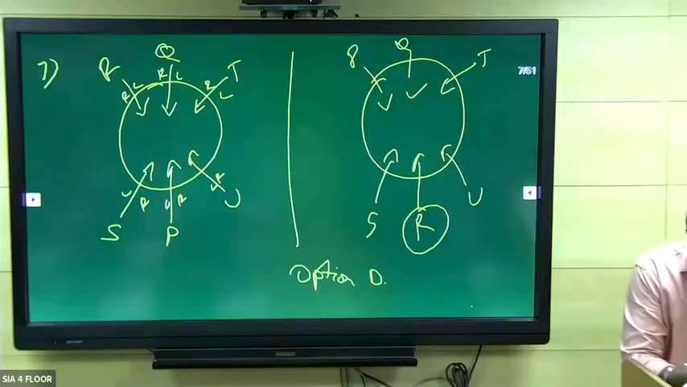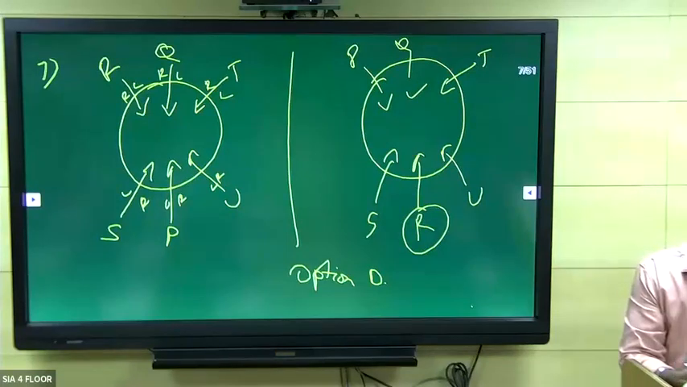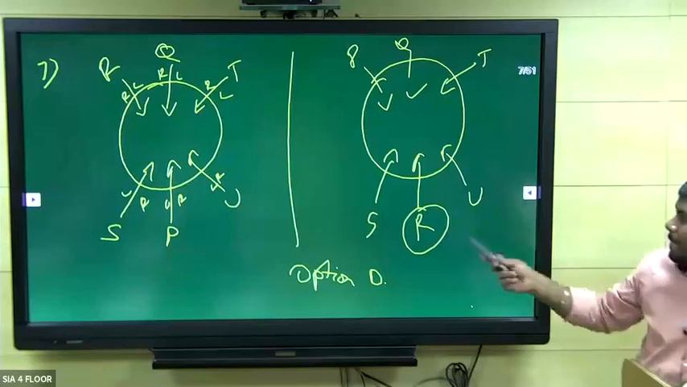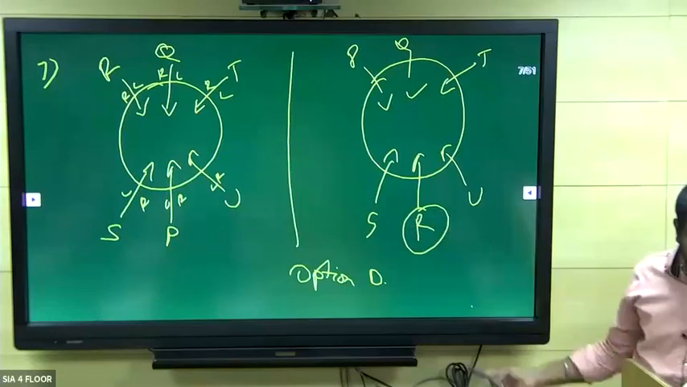Yeah, thank you, Sonia. Yes, that is true. Yes, Ruby. Now clear? So before interchanging, after interchanging, sitting between S and U is R.